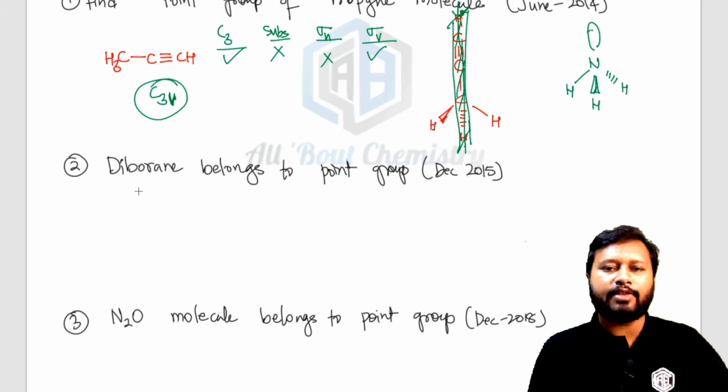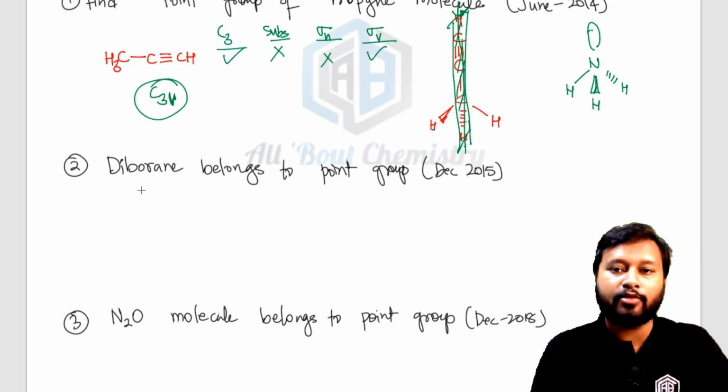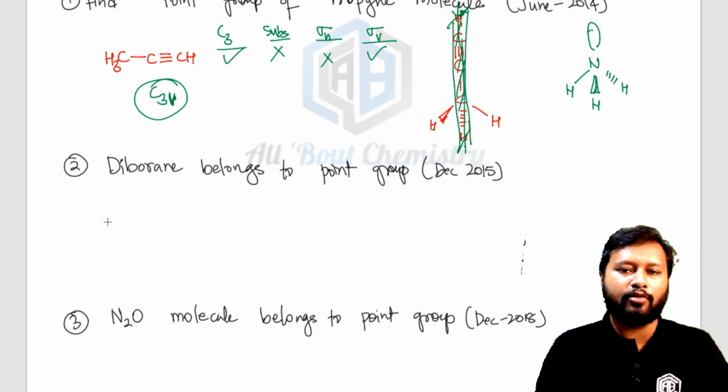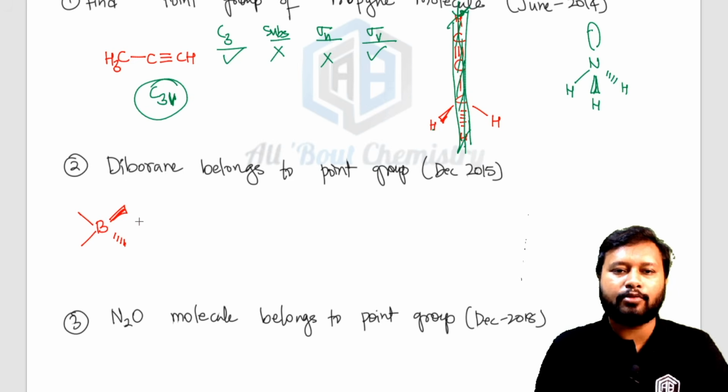The next question says that the diborane molecule belongs to which point group? Diborane you have to draw first of all. Again, to do this type of question, you should be aware of the structure of the molecule. In diborane, this is a very specific molecule which has 3 center 2 electron bonds, right? And banana bonds, whatever you call it.